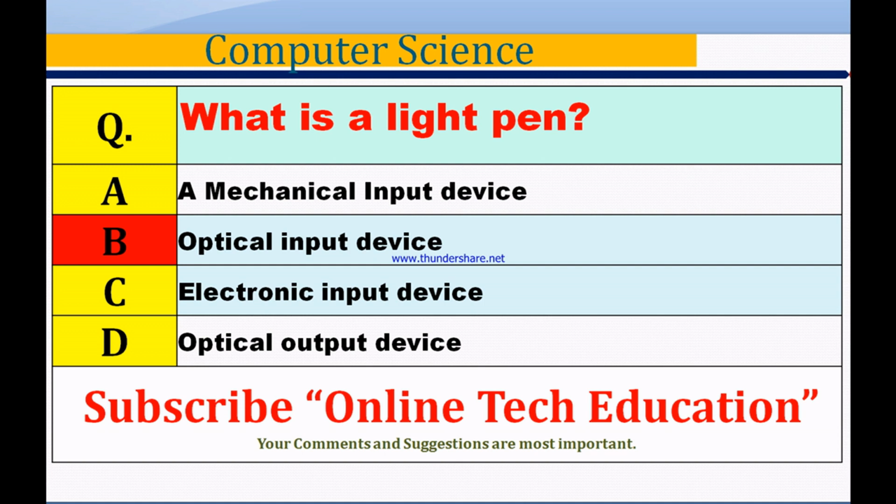What is a light pen? A mechanical input device, optical input device, electronic input device, optical output device. A light pen is an optical input device. B option, correct answer.